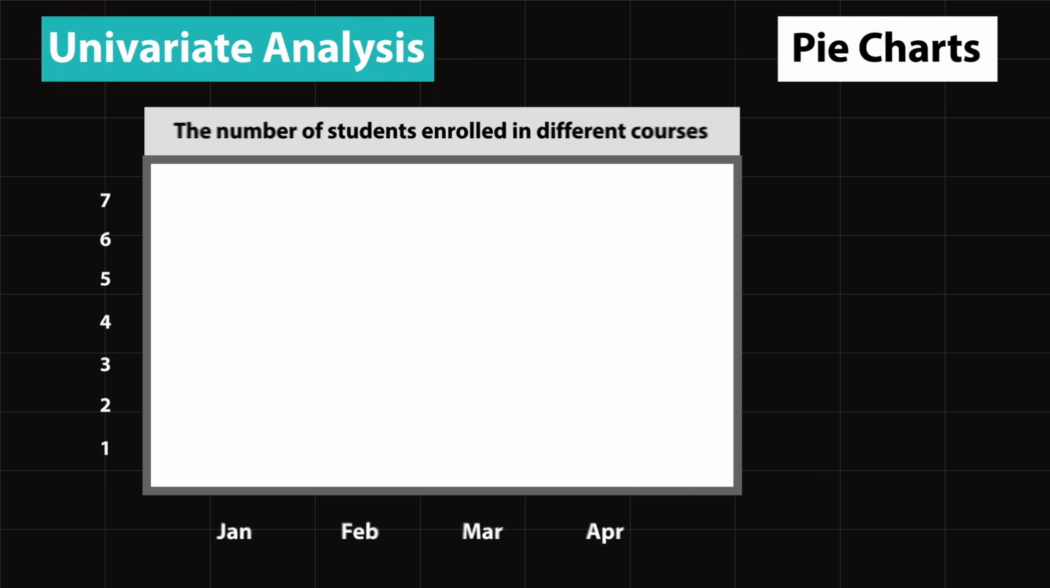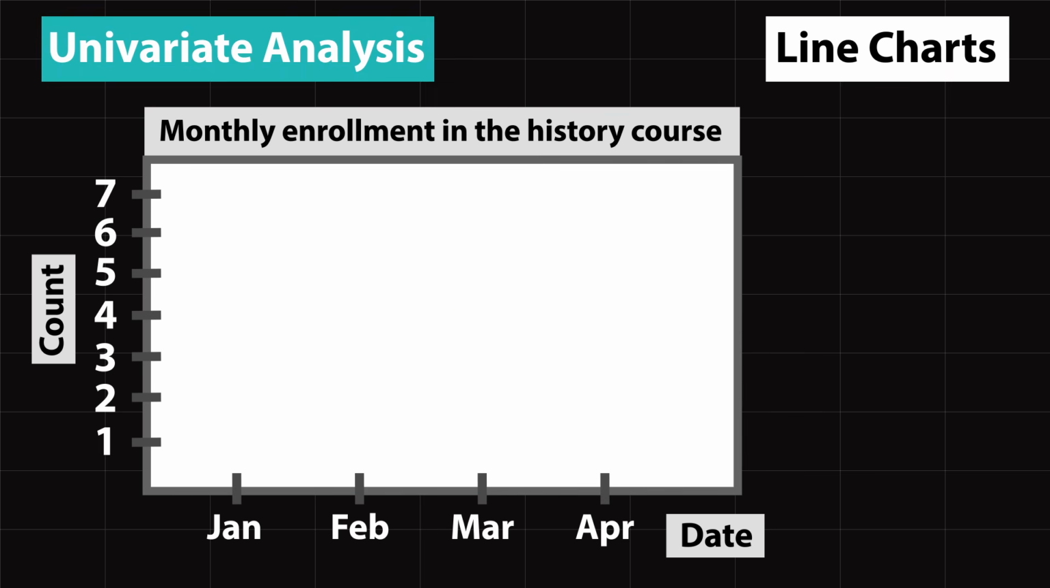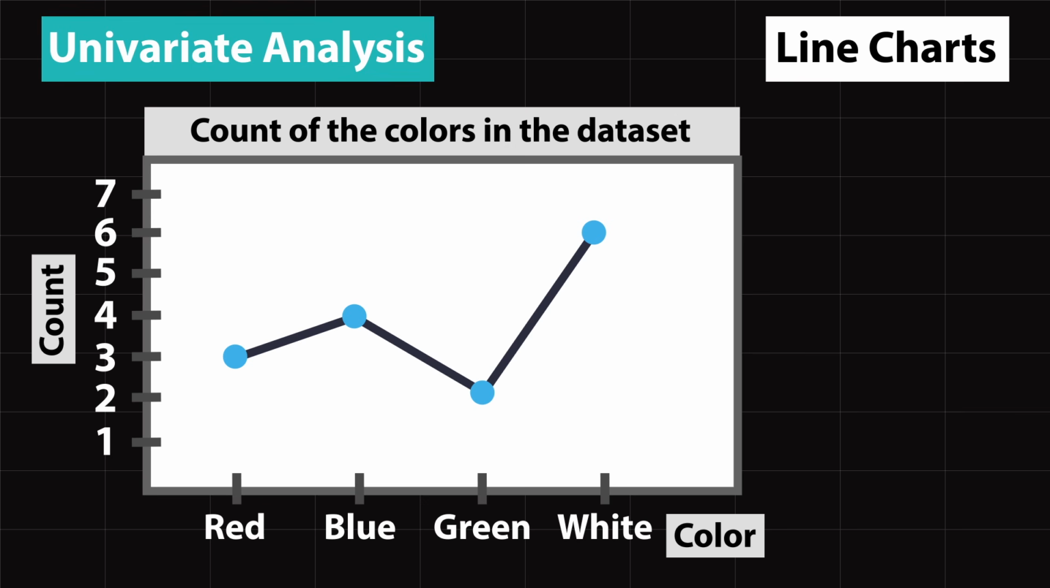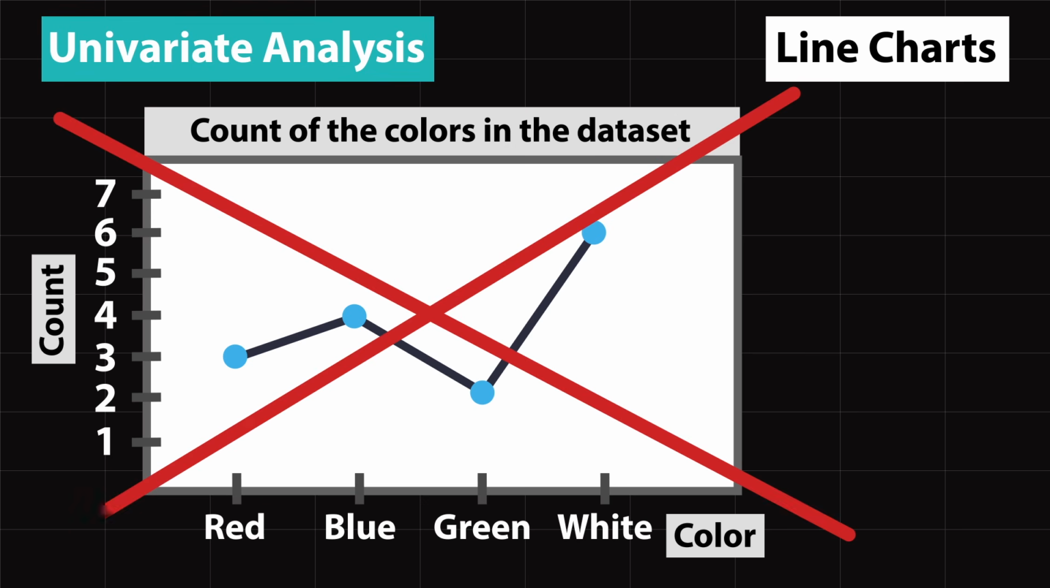Line charts are preferred if there is natural ordering between the categories on the x-axis, for example, dates in time series data. Avoid using them for independent categories, for example, colors, as connecting unrelated values does not make sense.